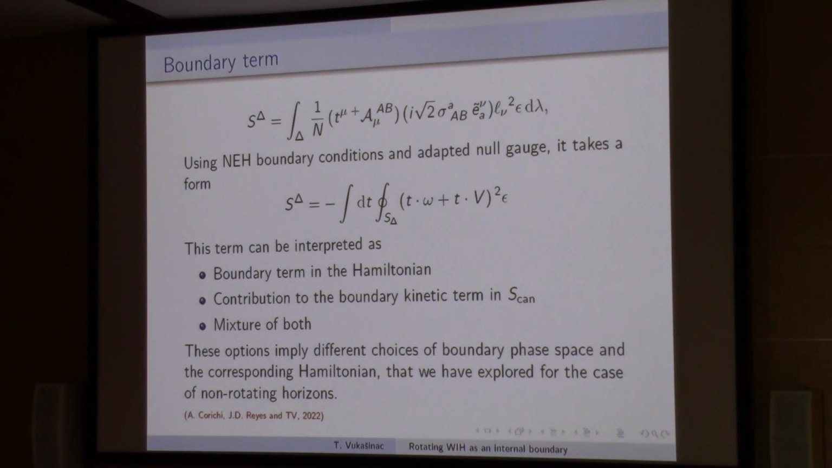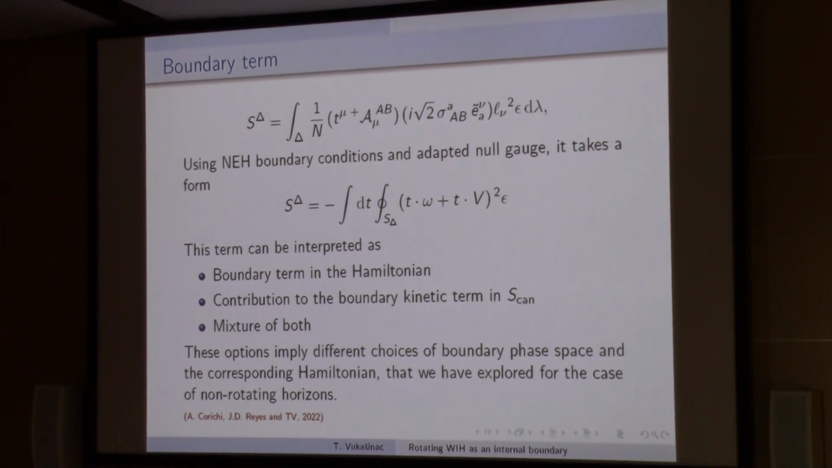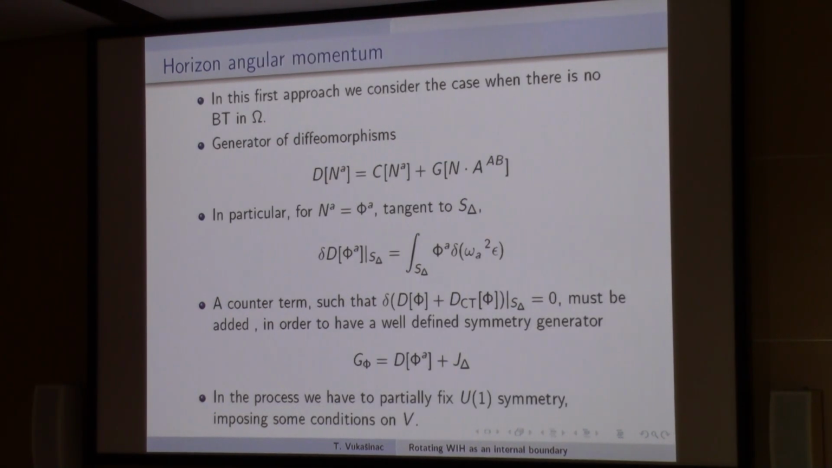In some cases, we obtained a symplectic structure with a boundary term that includes this potential V and an appropriate expression for the energy of a black hole. In some cases, for example, the Hamiltonian didn't have any boundary terms, so we didn't know how to calculate the energy. So we were just exploring what happened. And then we wanted to see what happened in the case of a rotating horizon.